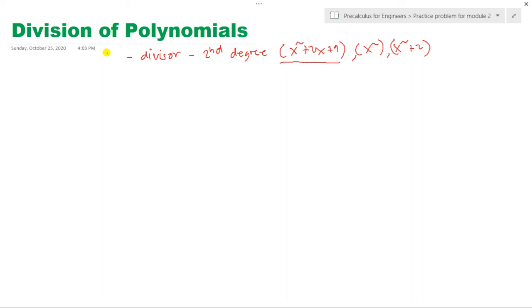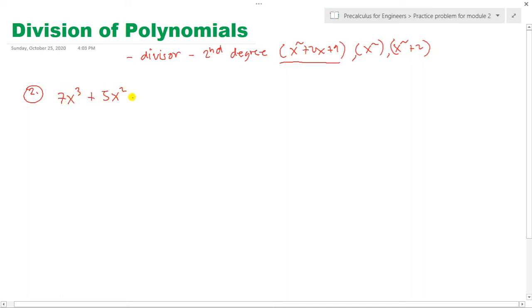So wait lang muna. So here we have, okay, second example na ito, no? Second example, we have here 7x cubed plus 5x squared plus 3x minus 2 divided by x squared lang. So wala siya. So therefore, supply the missing term. So we have x squared plus 0x plus 0. So same pa rin yan sila.